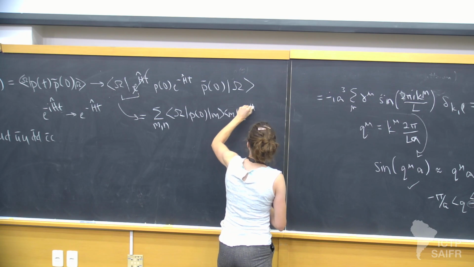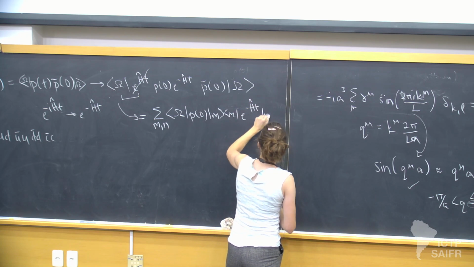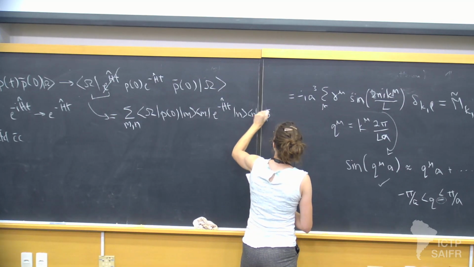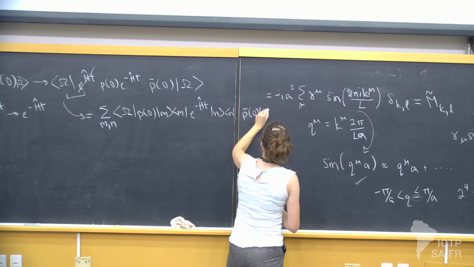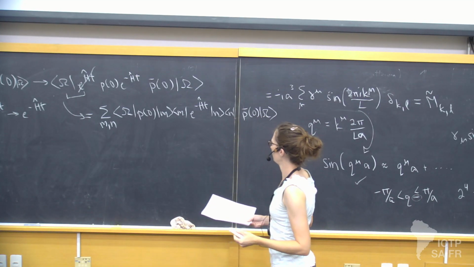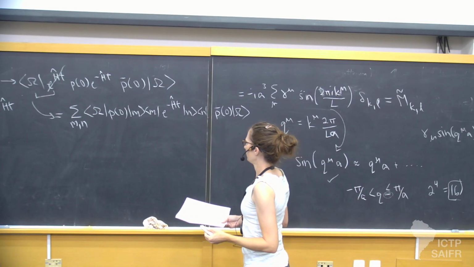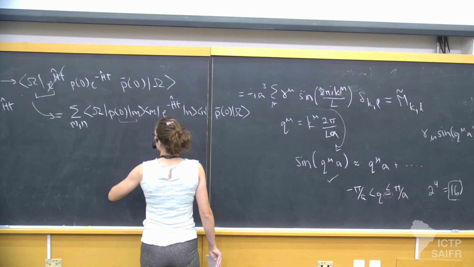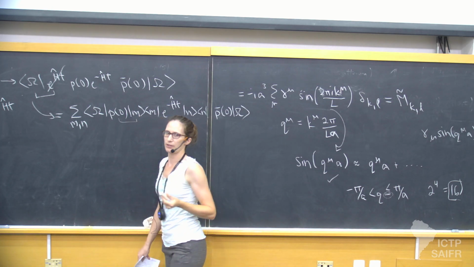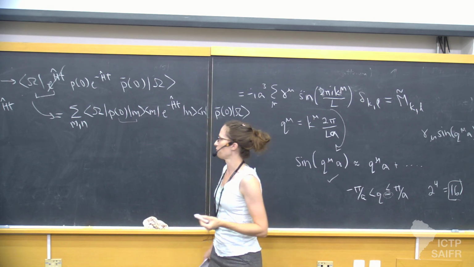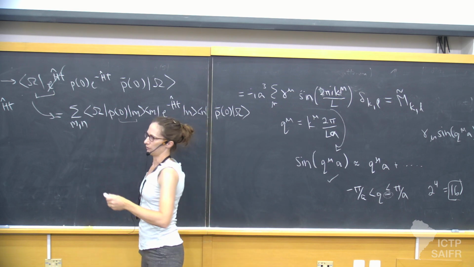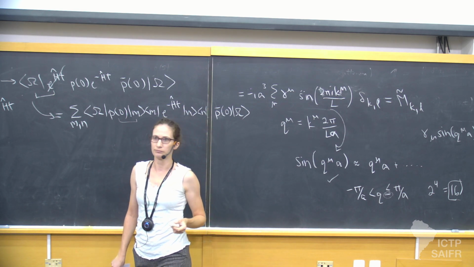And then I have this operator, and I'm going to insert 1 again. And then this. OK, so what does this say? This says, what is the overlap of the mth energy eigenstate with my operator P, and then project that onto the vacuum.